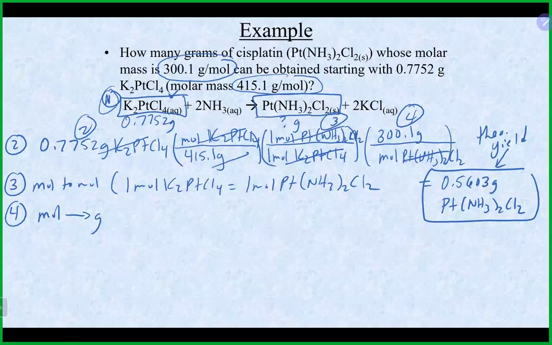So these are basic stoichiometry problems, and the reason I say they're basic stoichiometry problems is typically in a basic stoichiometry problem, you're just given information about one thing in the equation. So if you have any problem where you're just given one thing in the equation, you should follow these 4 steps. And again, that will get you to your answer.